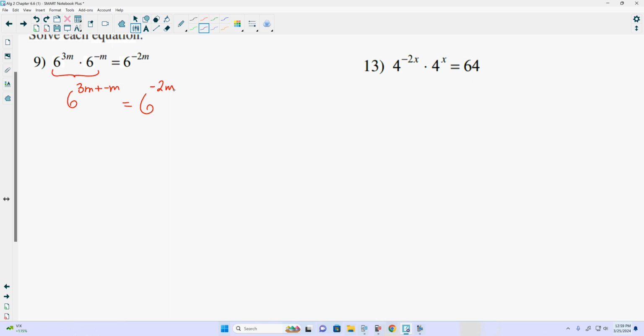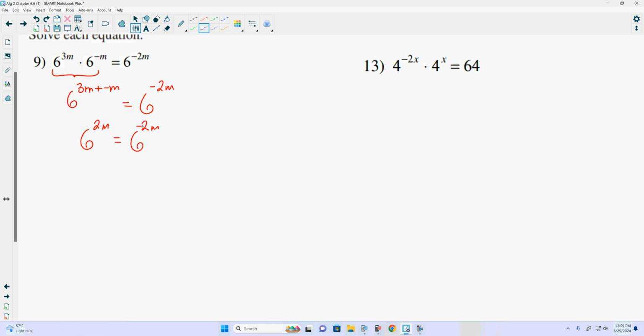Oh, that's what I thought. So we don't even square or multiply the bases. So 6 to the 3m times 6 to the negative m. When the bases are the same, we add the exponents. So we'd have 3m plus negative m. Well, 3m plus negative m is just 2m.